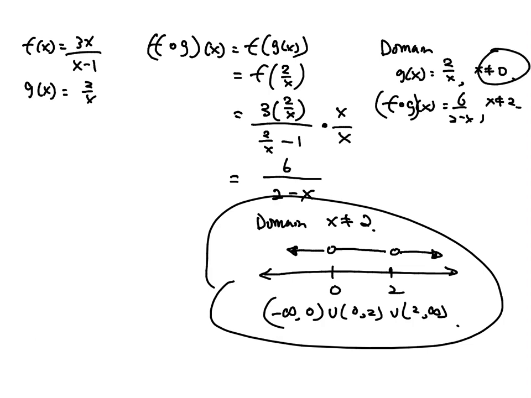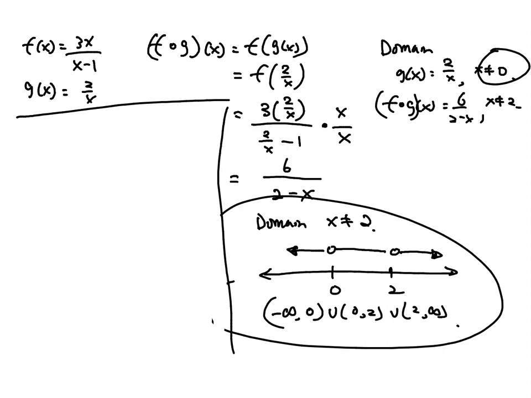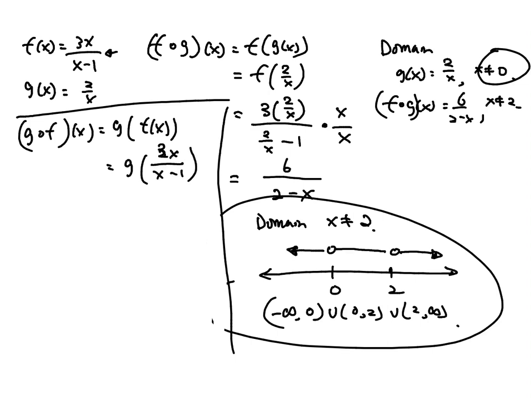Okay. Alright. I might as well keep going. G circle f. So that means g of f of x. Wherever I see f of x, I replace with the fraction. So this is g of 3x over x minus 1.